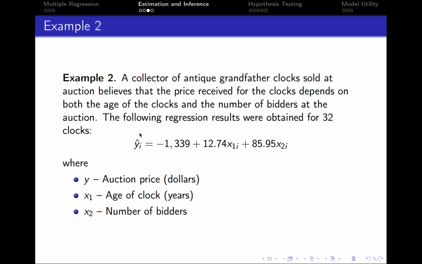So y is the auction price in dollars, negative 1,339 is the intercept, 12.74 is the first coefficient, where x1 is the age of clock in years, plus 85.95 multiplied by x2, which is the number of bidders.